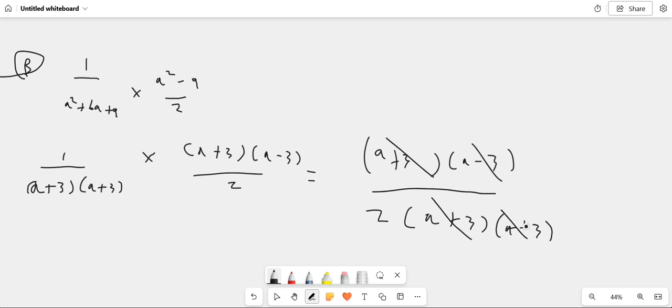Oops. The bottom was actually a plus 3 squared, so we're not cancelling everything. There's actually one a plus 3 left. As you see, the a minus 3 didn't cancel anything, but a plus 3 is cancelling with a plus 3. And that's what we're left with: a minus 3 over 2 times a plus 3.